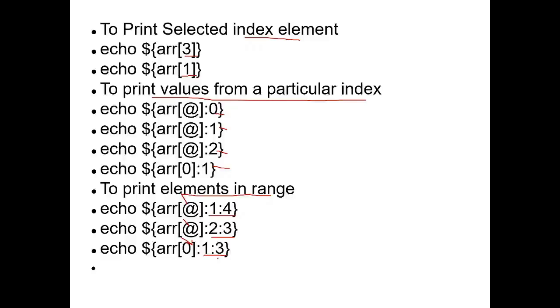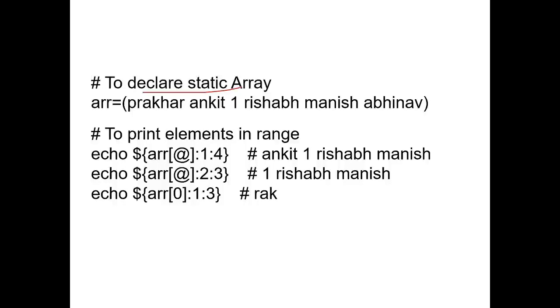If you want to declare a static array, as we have already declared, we call this a static array also. That means the values of that particular array are fixed. Now this string is stored at index position 0, then index positions 1, 2, 3, 4 and 5. To print elements in a range, say 1 to 4, it is going to print only from 1 to 4 till here. You can see this is the output of that.